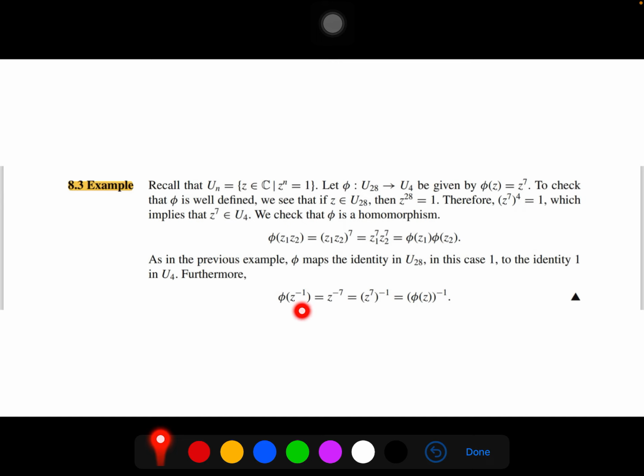When we take the inverse of Z from the domain U28, of course it is the inverse of Z, which is Z power of minus 7. So Z power of minus 7 is also equal to Z power of 7 to the power of minus 1, which is the inverse of Z power of 7. So the inverse of Z power of 7, if you look at the mapping, also means the mapping of Z. So this is the inverse of phi of Z. Right, so the inverse of that mapping of Z. Of course you can see that the inverse is also preserved like that.